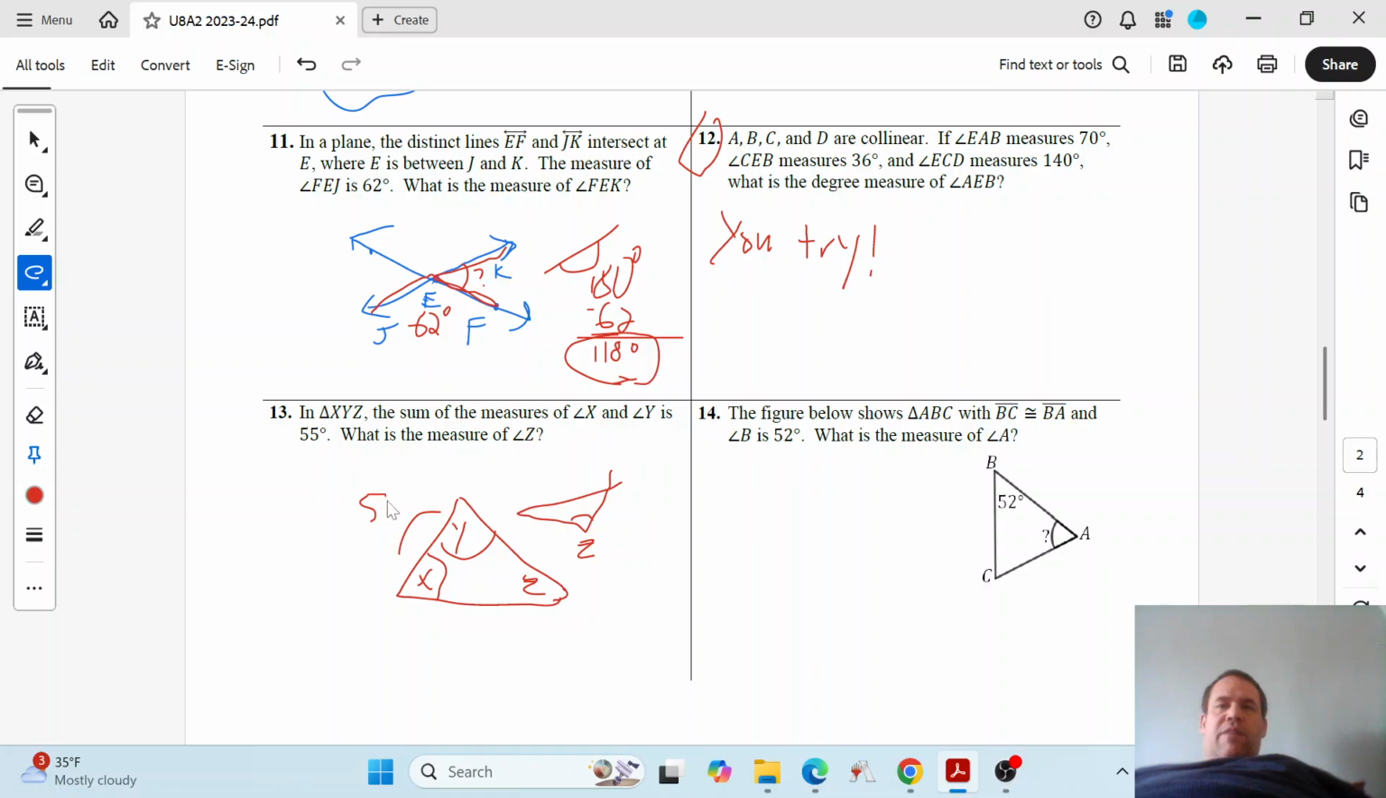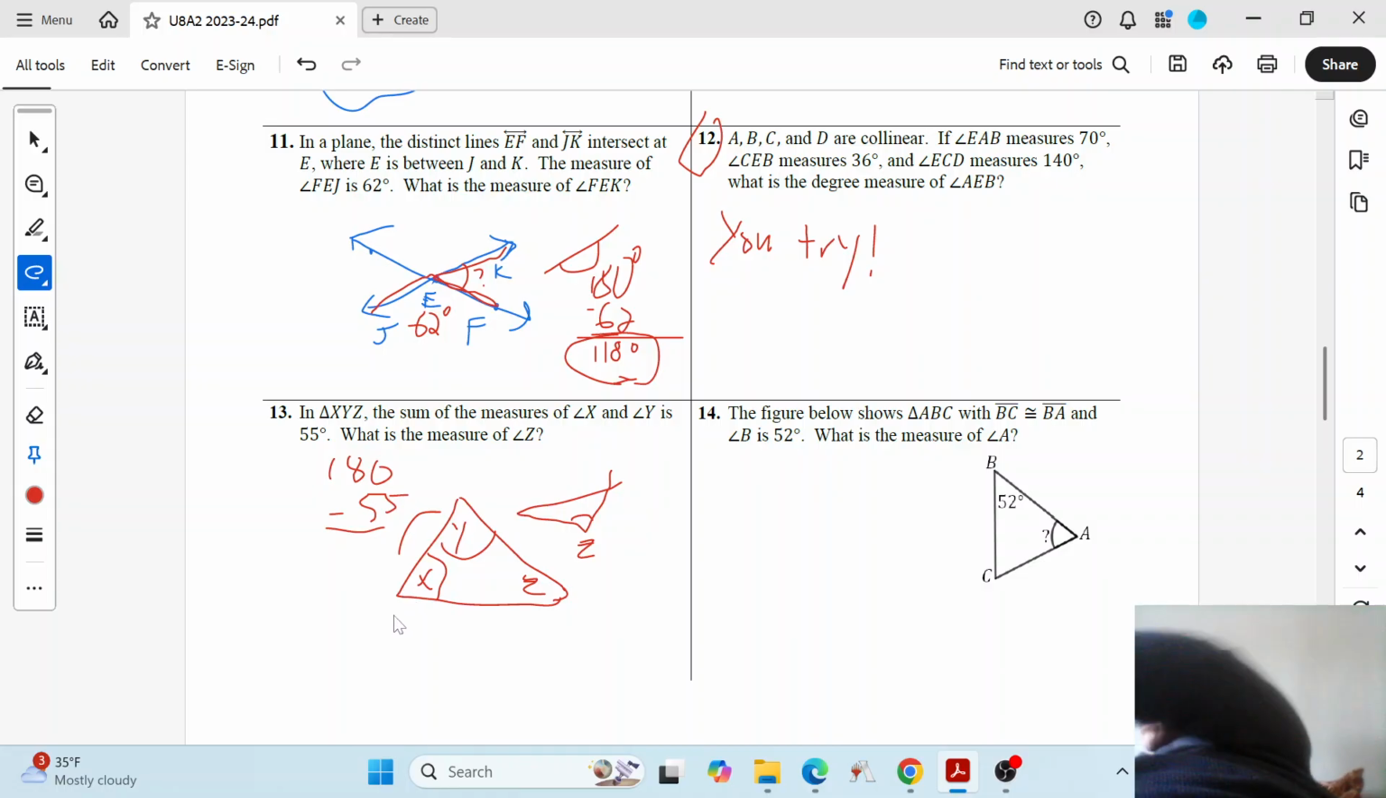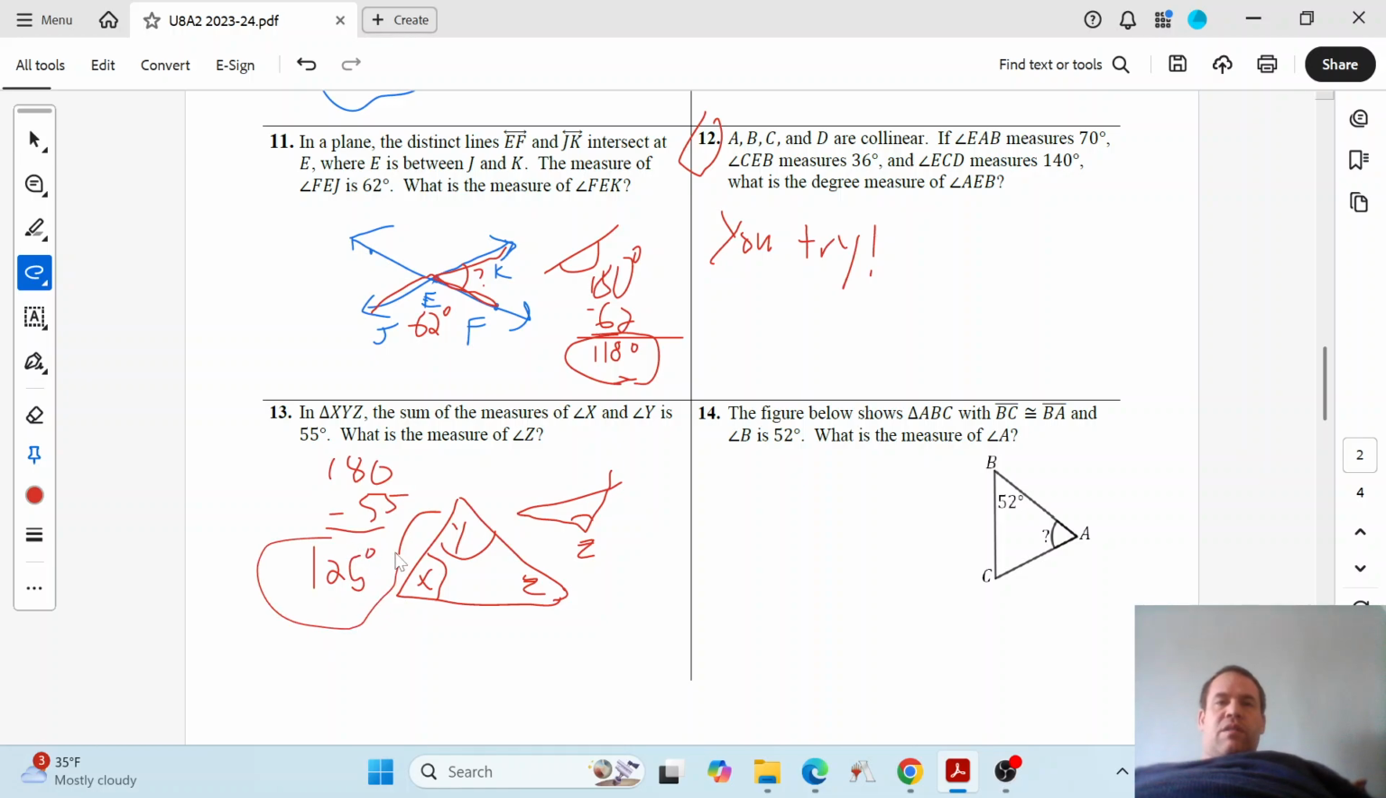What is the measure of angle Z? Well, the whole thing needs to be 180 degrees. And so 180 minus 55. Pause me, try it on your own. Use your calculator. Okay, so that should just be 125 degrees is what angle Z is equal to, right? That was a quick, easy one. Nice. So that's what angle Z is equal to.